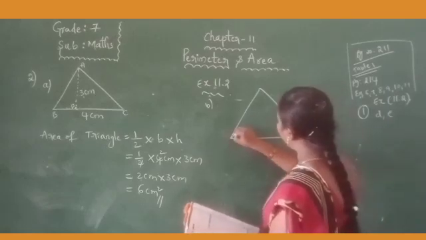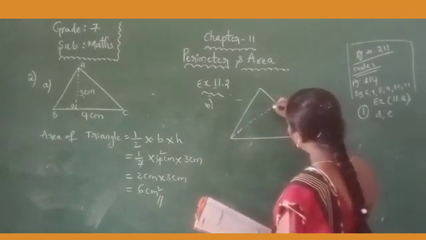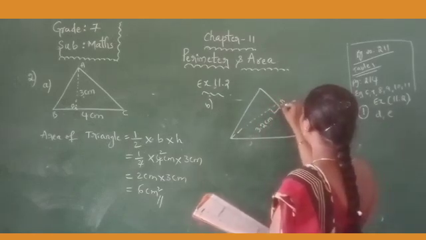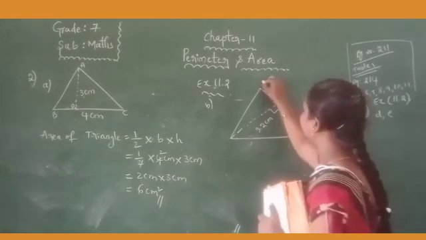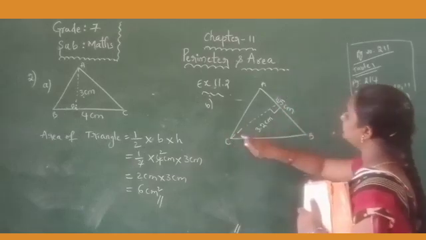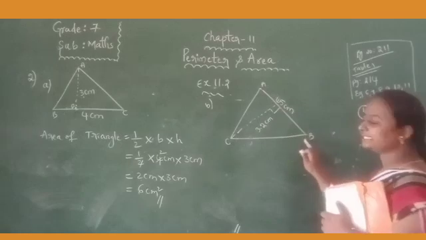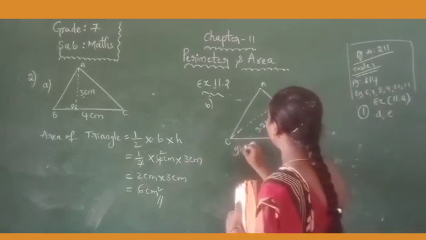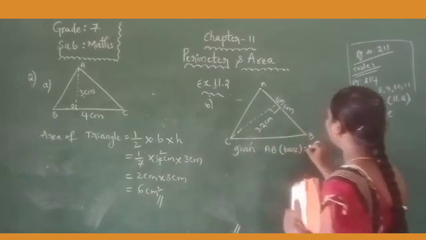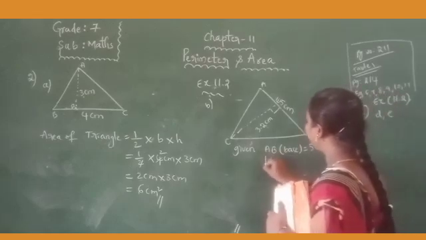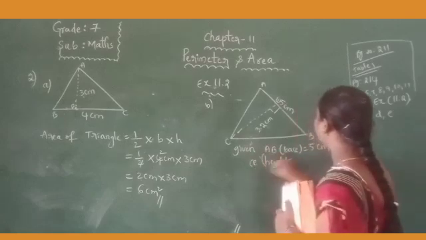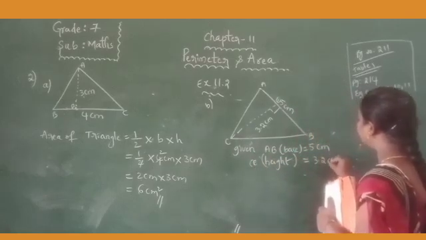Here the altitude is given like this. This is called the height. Height is 3.2 centimeters and base is 5 centimeters. Give the names A, B, C. So this CE is the height. This is perpendicular to the base AB. Then write the given values. Given base AB is equal to 5 centimeters and height CE is equal to 3.2 centimeters.